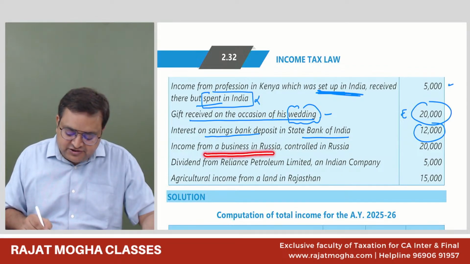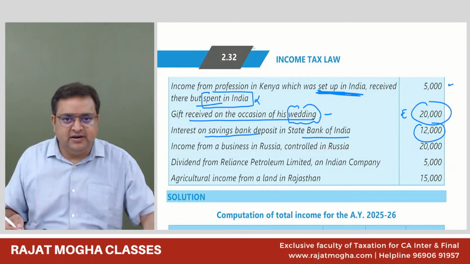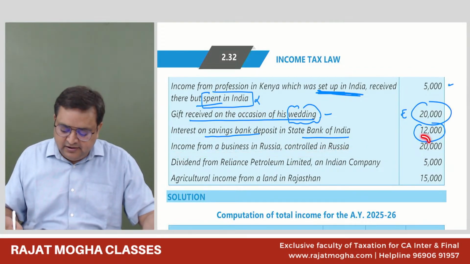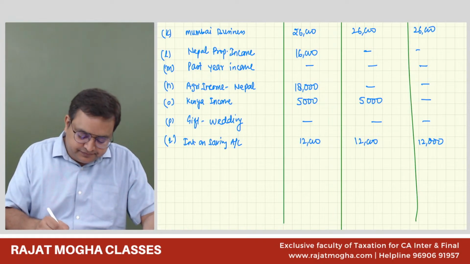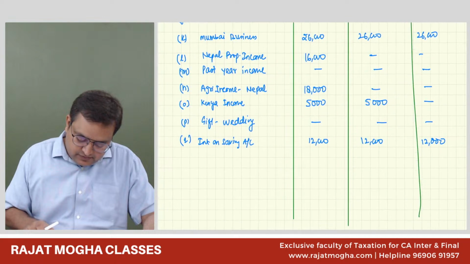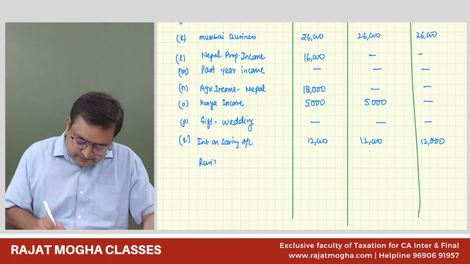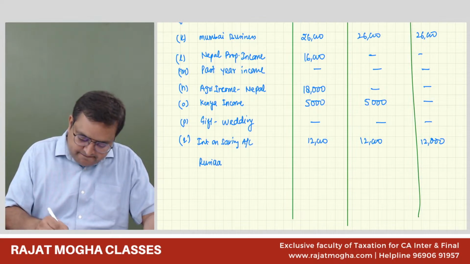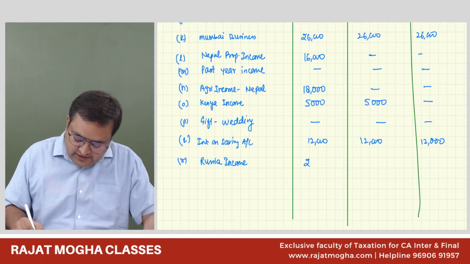Interest from business in Russia, controlled in Russia. Okay, this is a Russian income, not even received in India, not arising in India. Only a resident and ordinary resident will pay tax on 20,000. So this is Russia income. Here they will not pay tax.